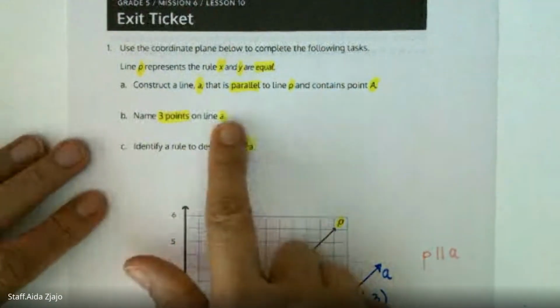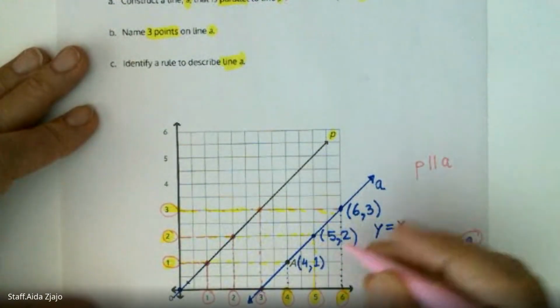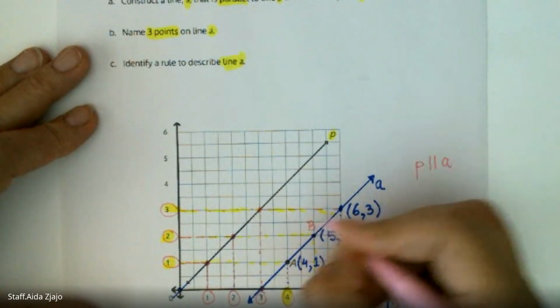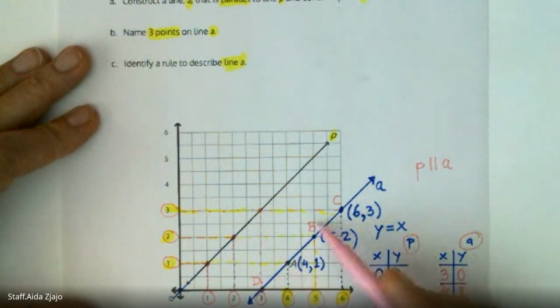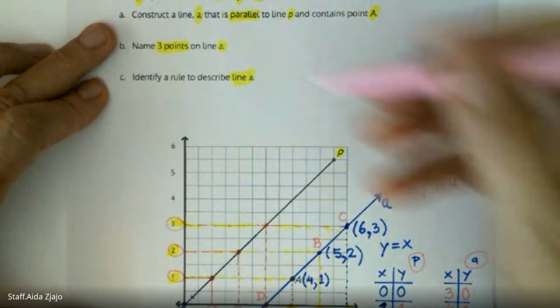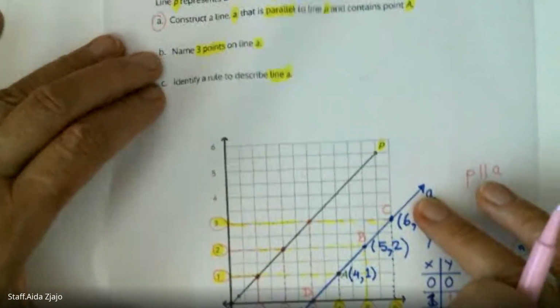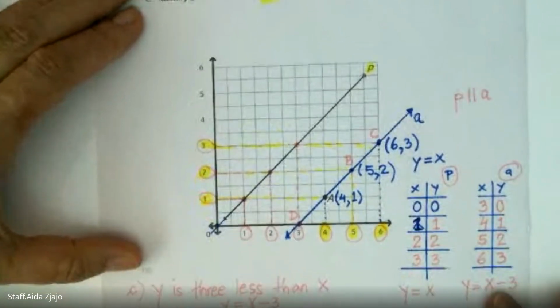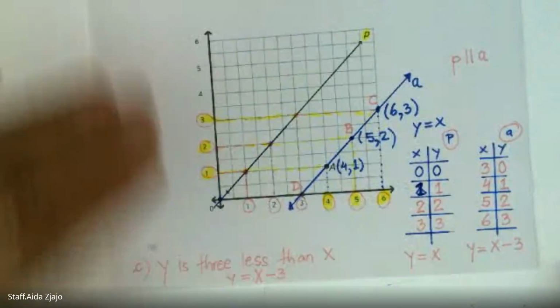Okay, we name 3 points. We didn't name them, so let's label: this could be A, this could be B, this could be C, and this could be D. All right, so we have points A, B, C, D on that number line. So we constructed line A that is parallel to line P. We did 3 points in line and also in a table. And then we also identified a rule to describe line A. And that's all right here.